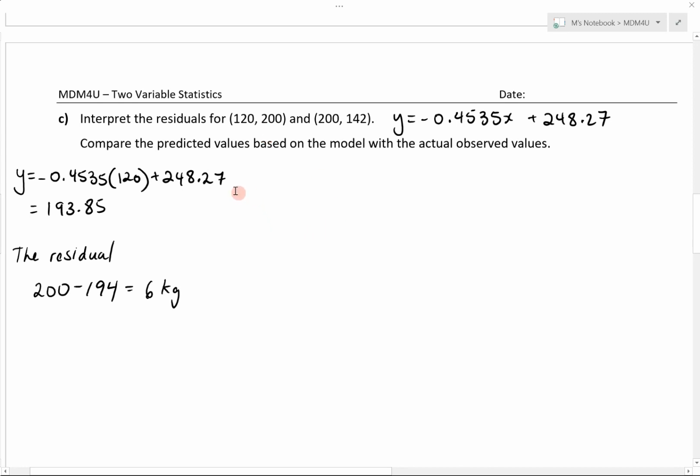Okay. What about the other data point, (200, 142)? Similarly, I'm going to calculate the predicted value based on the line of best fit. If I use the equation, negative 0.4535 multiplied by x, and x this time is the 200 over here, plus 248.27, that y value will equal 157.57.